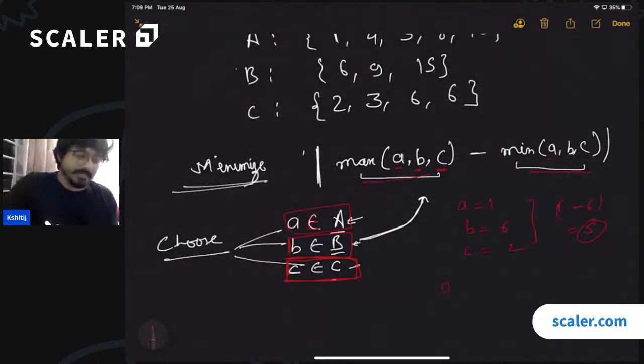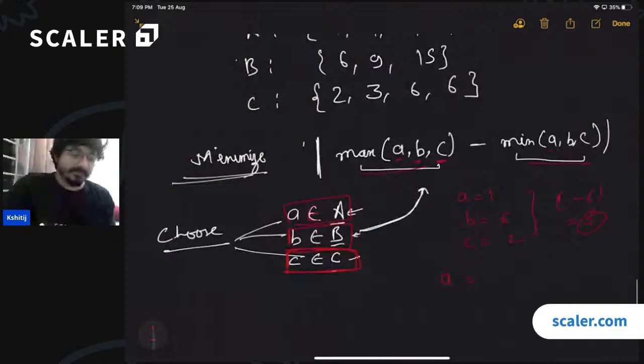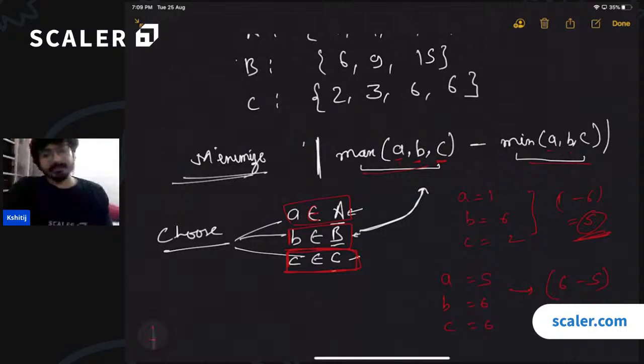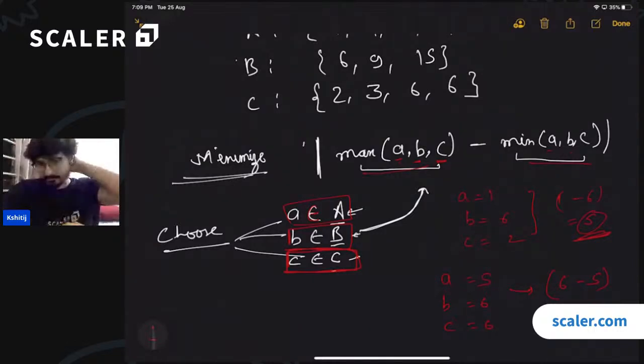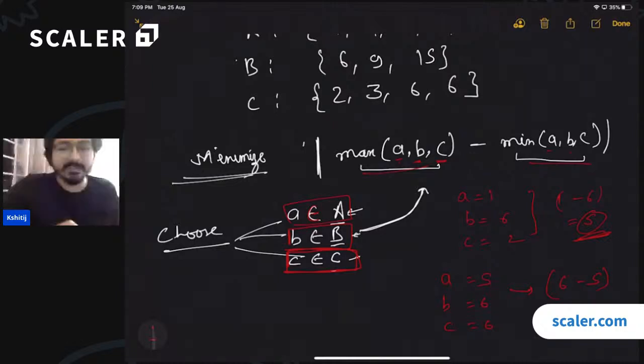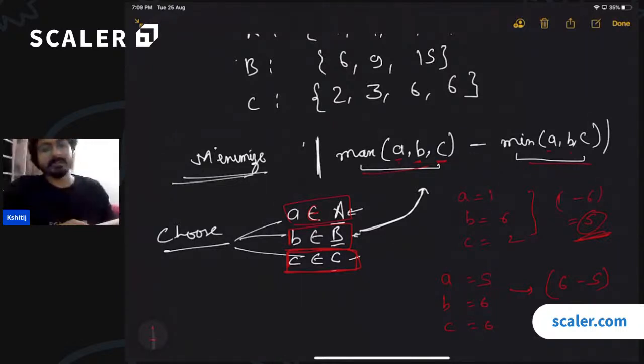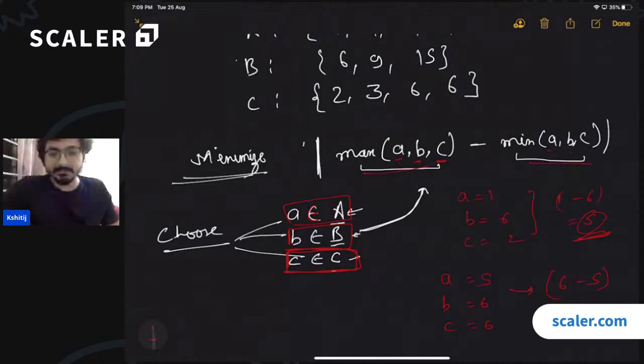Another choice would be that you take A equals 5, B equals 6, C also equals 6. In this case, the minimum is 5, the maximum is 6. So the answer is 1. So this is lesser with respect to the other values, right? So this is going to be the answer. Yes, Vaishnav has a very good observation. He says A, B, and C have to be as near as possible. Absolutely correct.